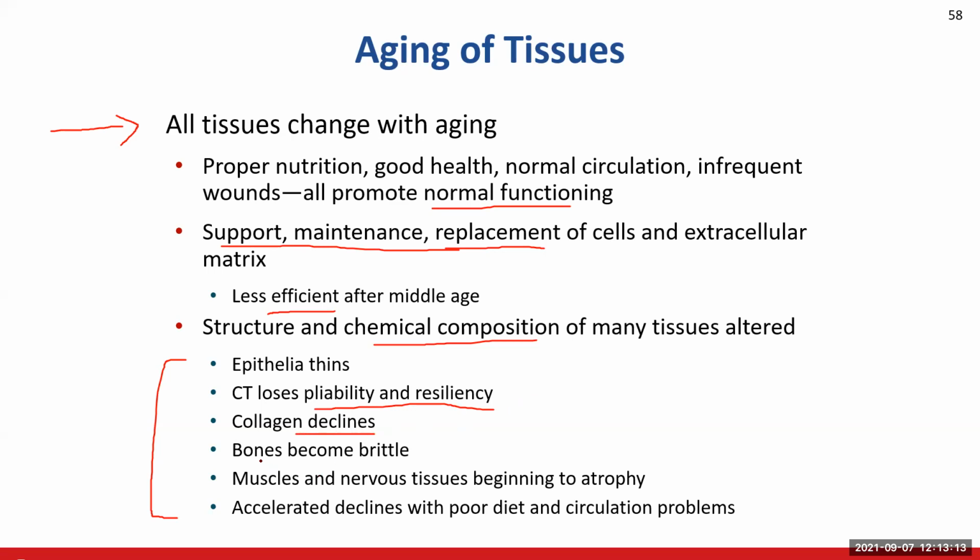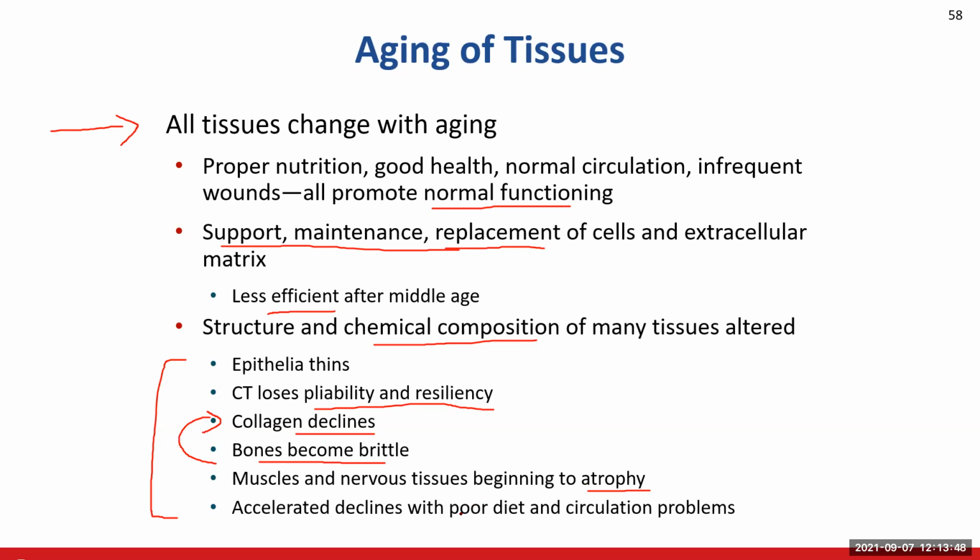The bones become brittle. Yes, they do. And we'll talk about that when we get into the actual formation of bone, osteogenesis. So when the bones become brittle, a lot of that has to do with a decrease in collagen. Collagen is a big ingredient in bone. So if collagen declines, our bones become more brittle. And I mentioned this before, muscles will atrophy. Nervous tissue also will start to atrophy.